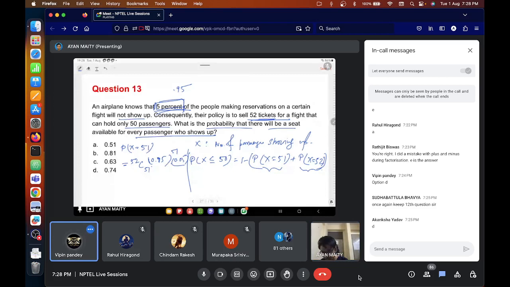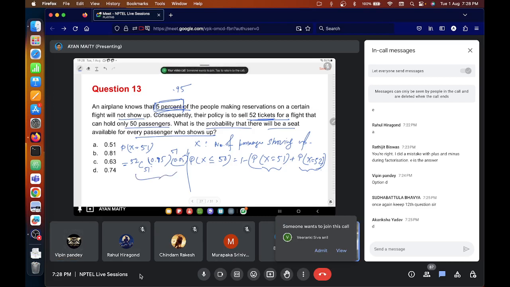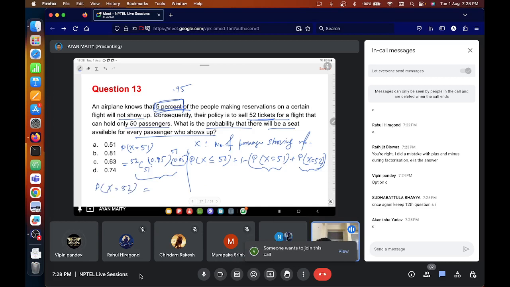0.069. Vipin, are you saying something? Sir, 0.95 to the power 52, that is 0.069. Yes. So are you able to understand this part? Yes, sir. Similarly, the probability of x equals 52 would also be calculated. So there would be 52C52, which is simply 1, and 0.95 to the power 52.